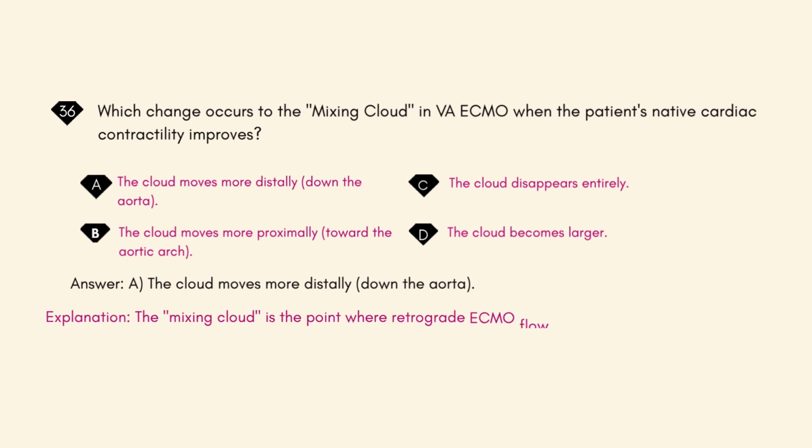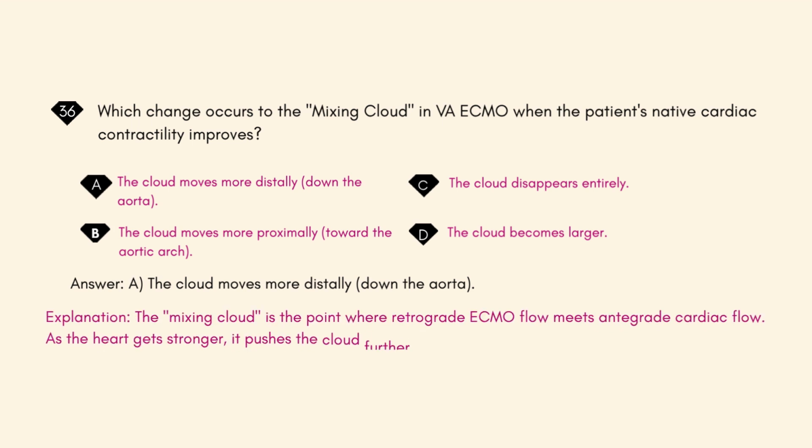Explanation: the mixing cloud is the point where retrograde ECMO flow meets antegrade cardiac flow. As the heart gets stronger, it pushes the cloud further down the aorta, away from the heart.